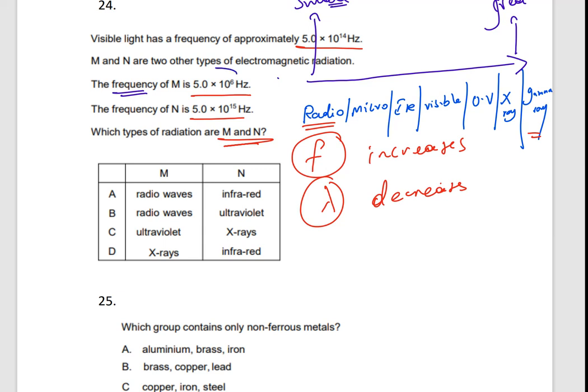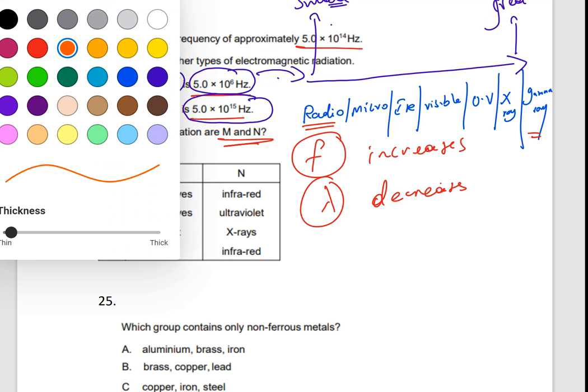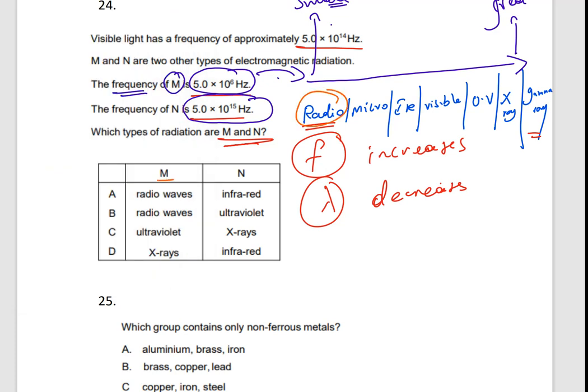So 5.0 times 10 to the power of 6 would be falling here, and 5 times 10 to the power of 15 would be falling towards the other end. So which one is smaller now? M, what are the possibilities of M? If you take M as the smaller frequency, the one with smaller frequency has radio waves as an option. So M could be radio waves. And the one that comes after it is infrared. I said the frequency increases if you go from radio to gamma.